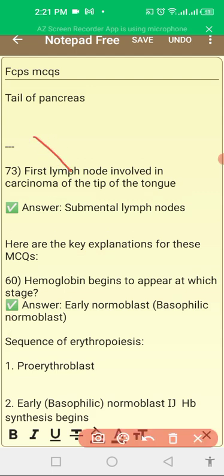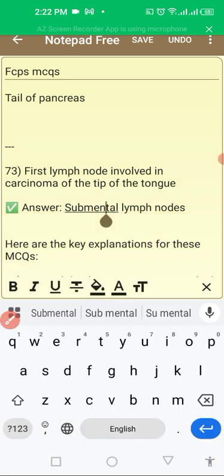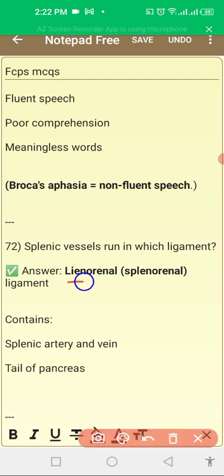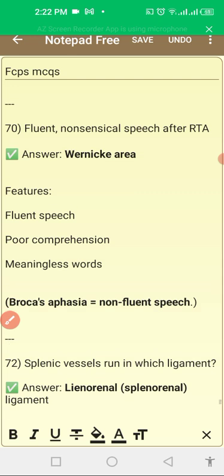And the first lymph node involved in carcinoma of the tip of the tongue is the submental lymph node. And then the lienorenal ligament, as we discussed previously, contains vessels and the tail of pancreas, and splenic artery and vein, and also there is the gastrosplenic ligament in which there are short gastric arteries.